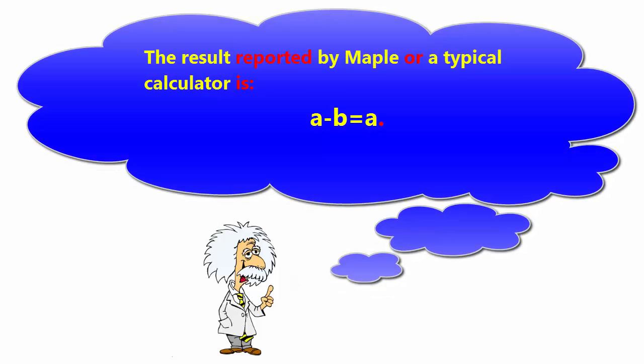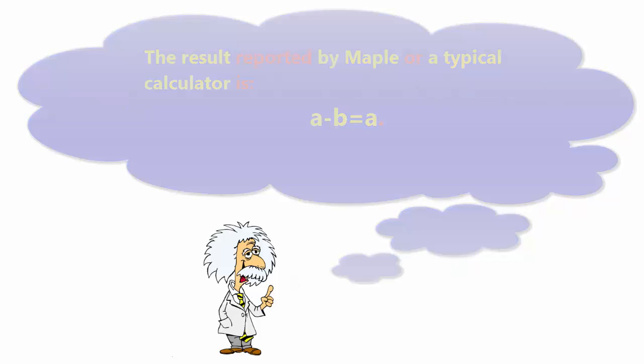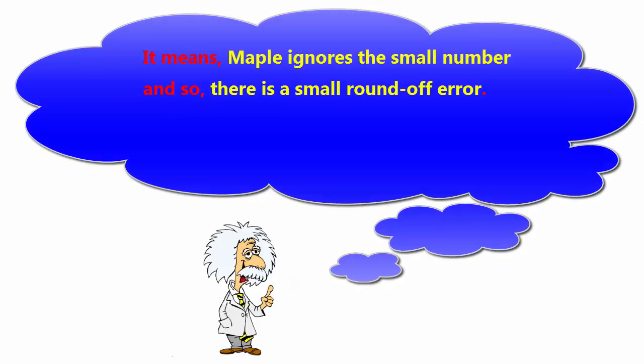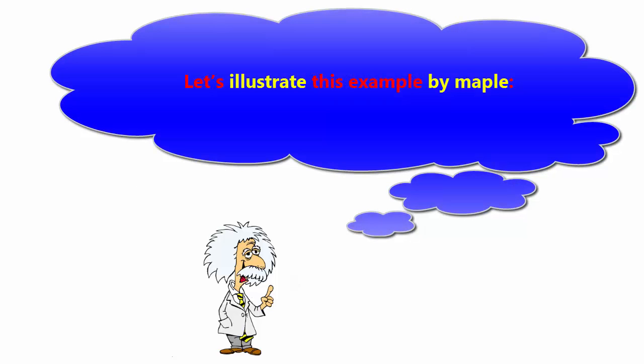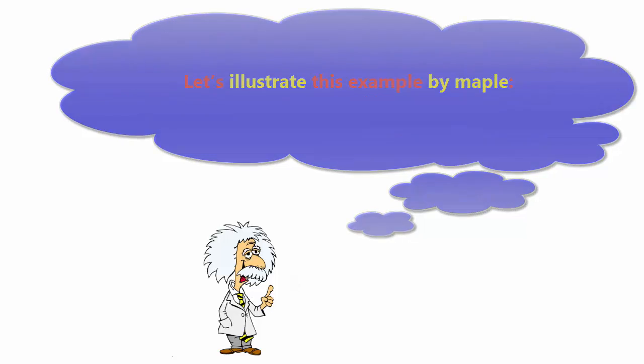The result reported by Maple, or a typical calculator, is A minus B equals A. It means Maple ignores this small number, and so there is a small round-off error. Let's illustrate this example by Maple.